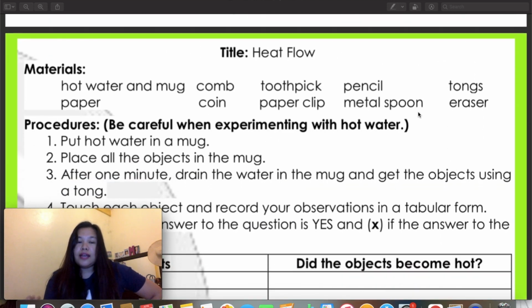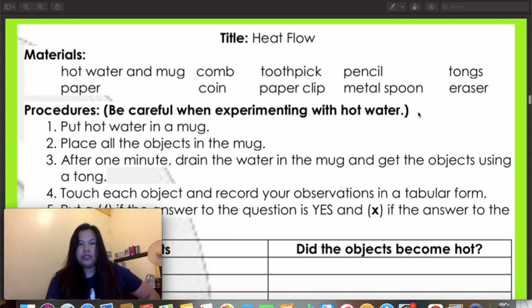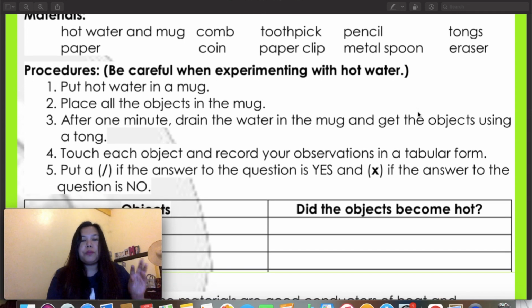So, the title of our activity 2 is heat flow. The materials: hot water and mug, comb, toothpick, pencil, tongs (ang tongs na yung mga ipit), paper, coin, paper clip, metal spoon, eraser. Meron yan sa bahay ninyo. Then, you have to follow the procedure, and merong note dyan: be careful when experimenting with hot water. So, kailangan talaga merong parents nyo sa likod, guidance or ate kuya, kasi mainit yung water.